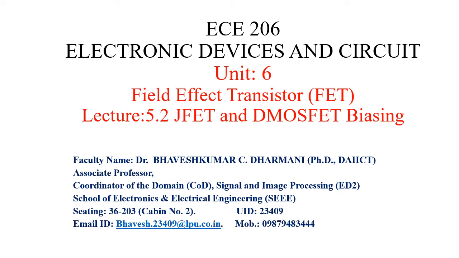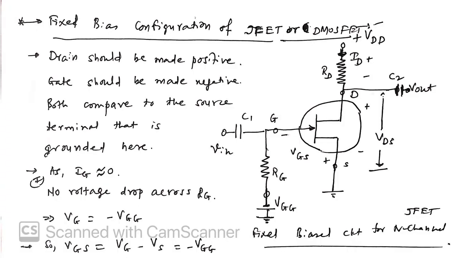You know the basic difference: in case of JFET and DMOSFET the gate control voltage should be negative, while in case of eMOSFET the gate control voltage should be positive, and that's why the biasing network differs. So we will look at JFET and DMOSFET biasing simultaneously. First we will focus on the fixed bias configuration, and then we will also analyze the other configurations. Let us apply KVL to this output loop.